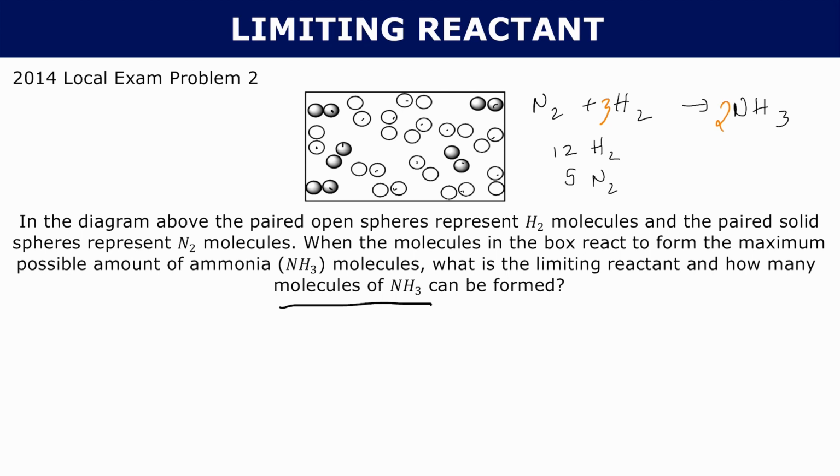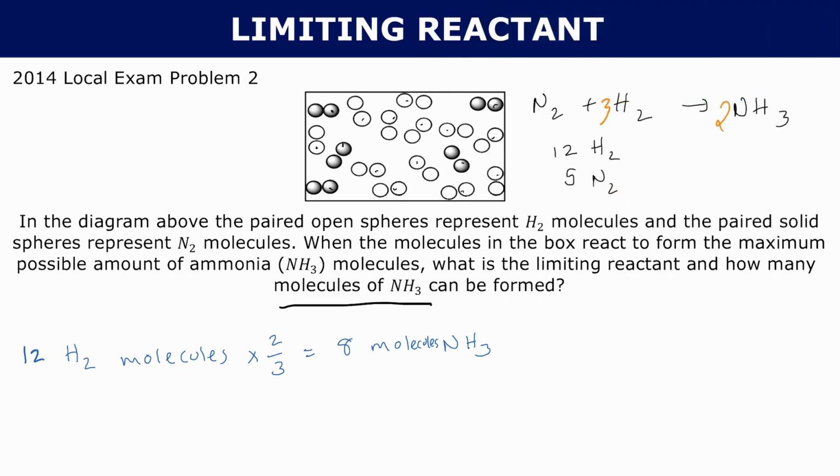So how many molecules of NH3 can we produce with 12 molecules of H2? So we have 12 H2 molecules, and since NH3 and hydrogen are in a 2:3 ratio, we need to multiply this number by 2/3, and that gets us that we can produce 8 molecules of NH3. I'm going to write molecules instead of moles.